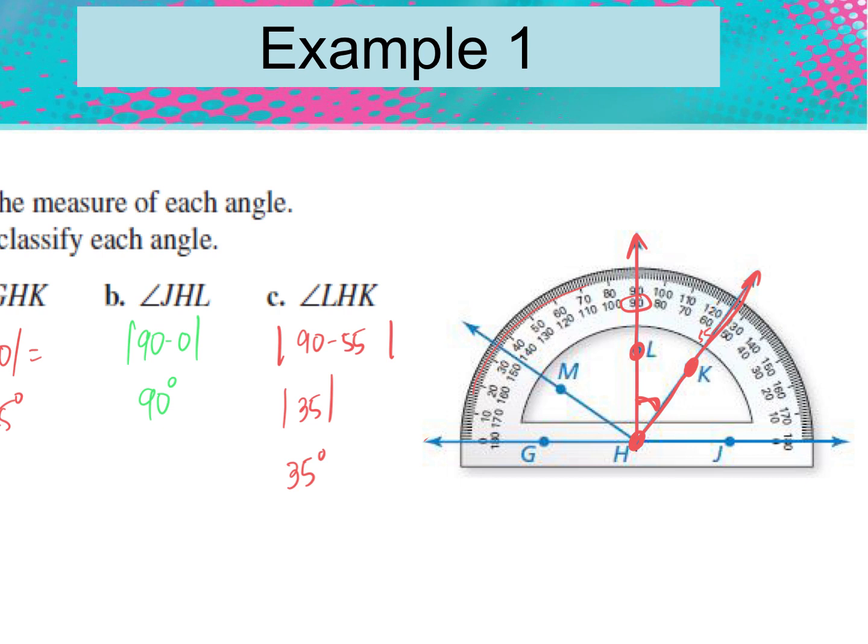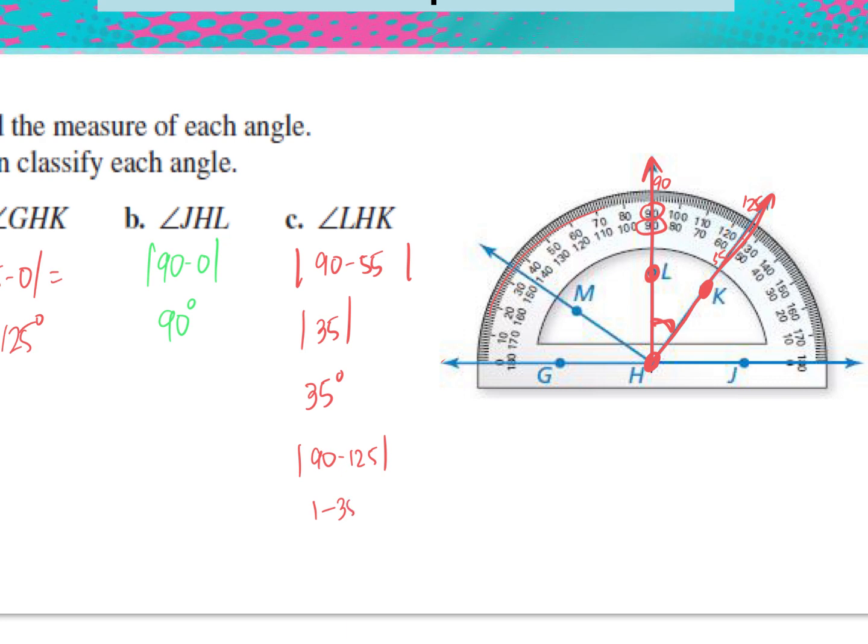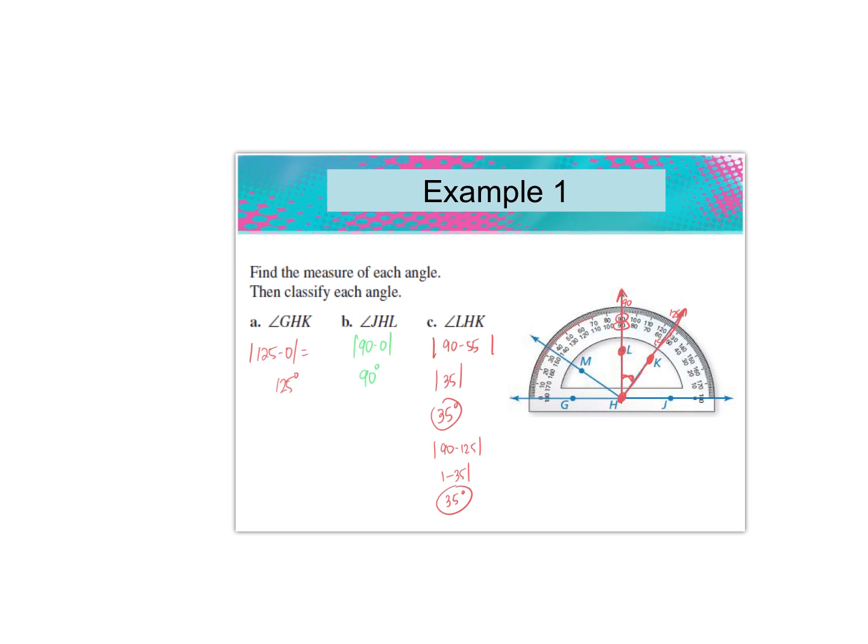If I use the upper numbers, they're going to work as well. I've got 90 up top, and this would be 125. So I would do 90 minus 125. I know that that's negative 35, and the absolute value is 35. So again, it's 35 degrees either way.